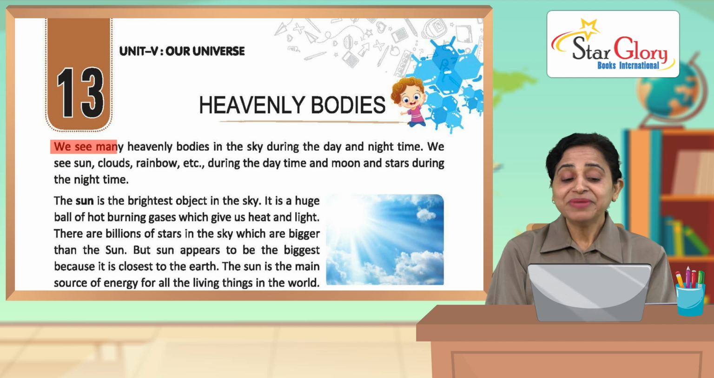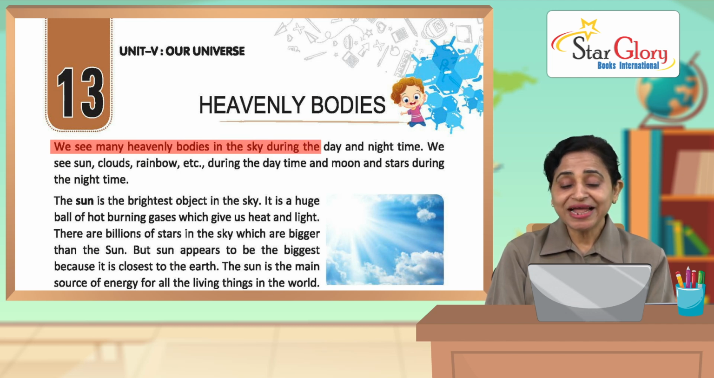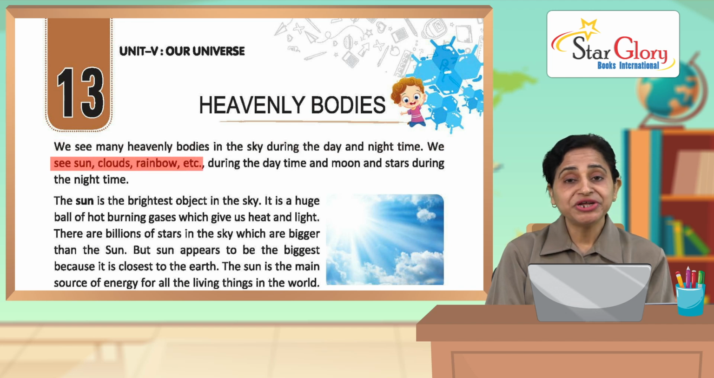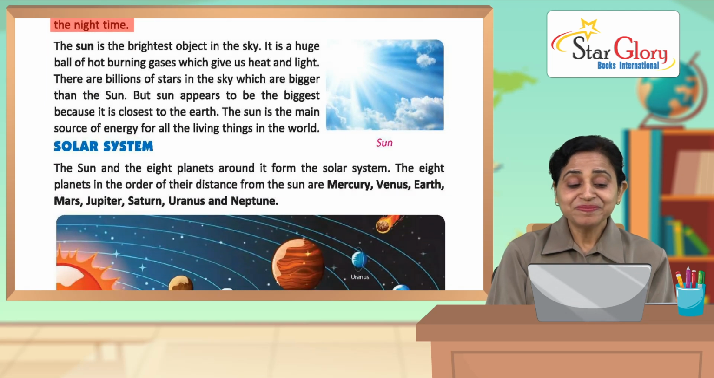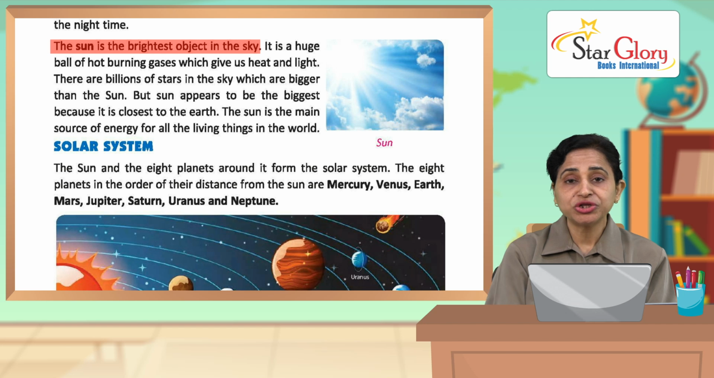We see many heavenly bodies in the sky during the day and night time. We see the sun, clouds, rainbow, etc. during the daytime, and the moon and stars during the night time. है ना? देखते हो ना आप? The sun is the brightest object in the sky. सबसे ज़्यादा शाइन करता है.